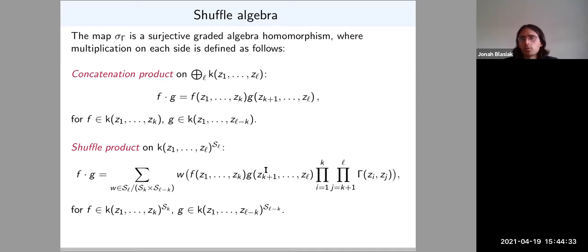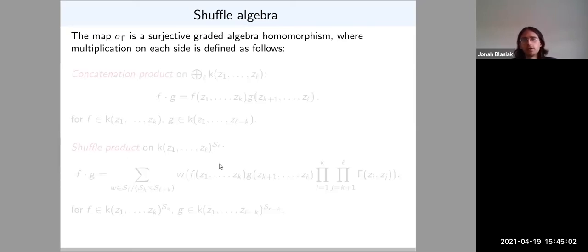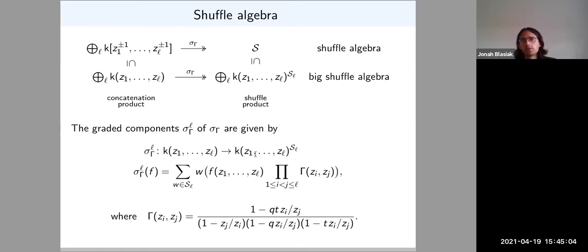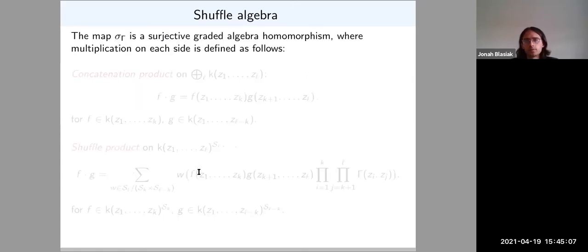So we start with the concatenation product, and then we multiply by this rectangle's worth of extra gamma factors, and then we symmetrize over all shuffle permutations, because we only need to symmetrize by that much, since these are already symmetric in z1 up to zk and in zk plus 1 up to zL. All right, so this shuffle product, one way to think of it is what you need in order to make this linear map an algebra homomorphism.